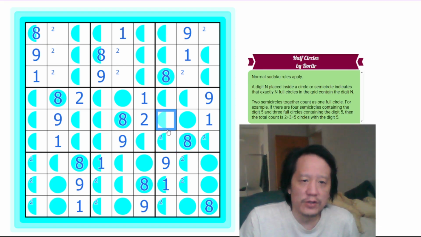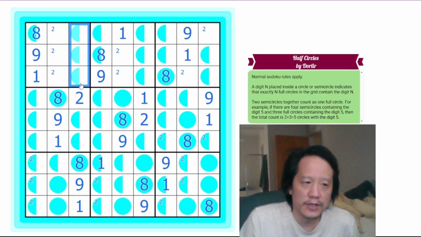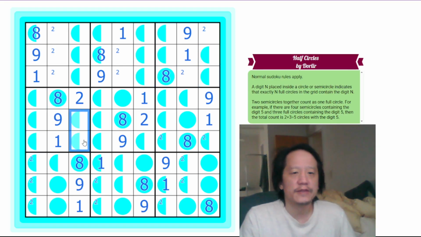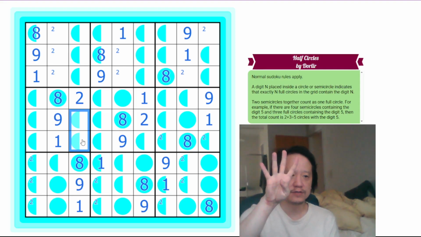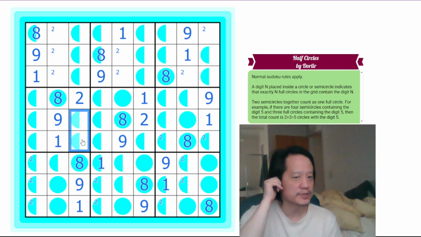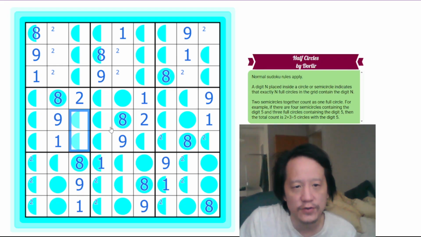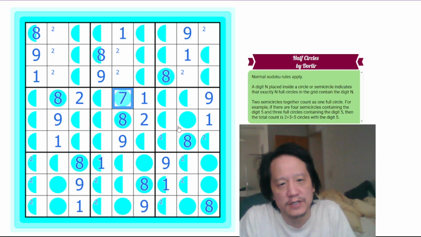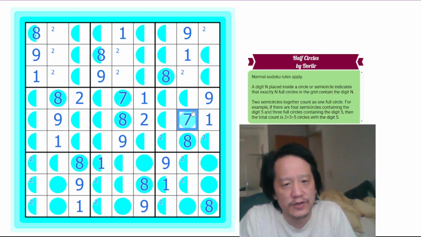Okay, so similarly, what about 7? 7 has to appear in a semicircle here, a semicircle here, a semicircle here, and a semicircle here. That means for 4 7s, that only fills 2 circles. That means the remaining 5 7s must fulfill all the remaining full circles. So this must be 7 here. This must be 7 here. Those are the only remaining big full circles we have.